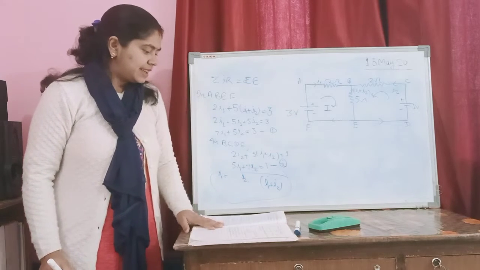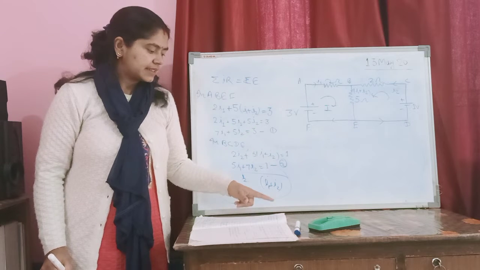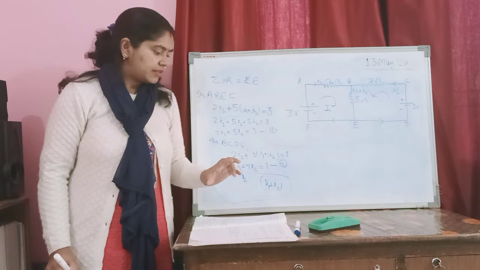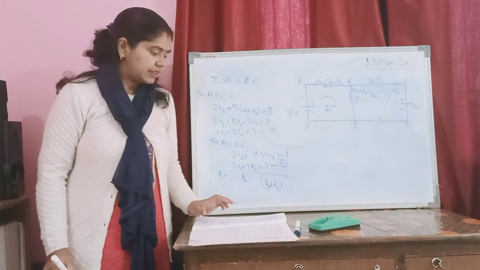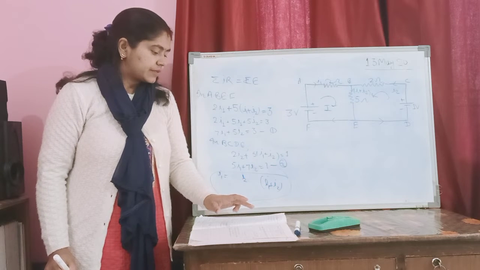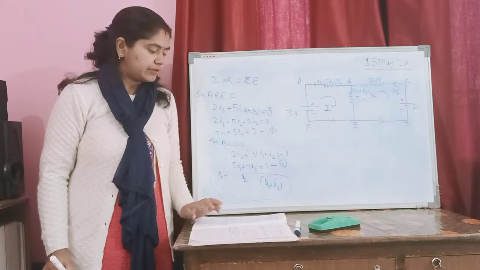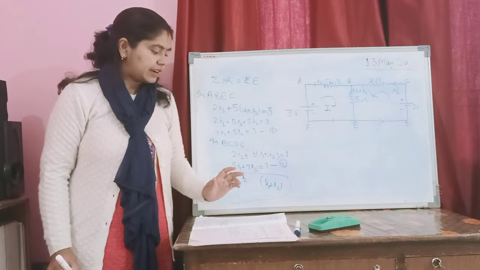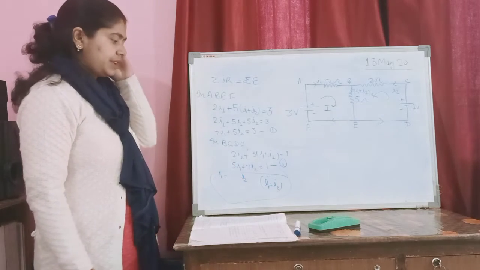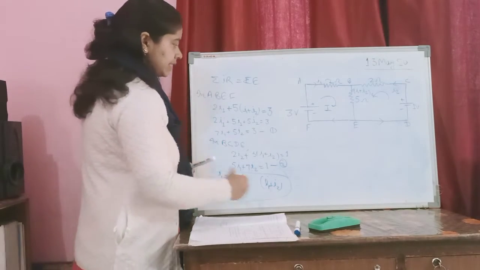Another problem is: when a cell gives current 0.5 ampere, its voltage is 1.8 volt, and if this cell gives current 0.8 ampere, then its voltage is 1.5 volt. We have to find the internal resistance and EMF of this cell. So two conditions are given for this cell. Let us solve this.